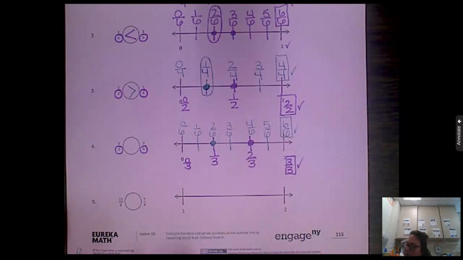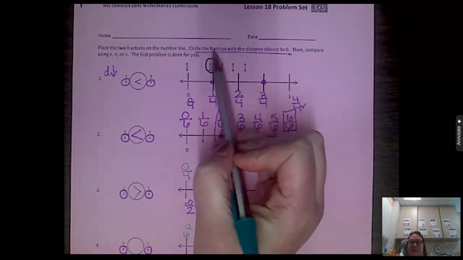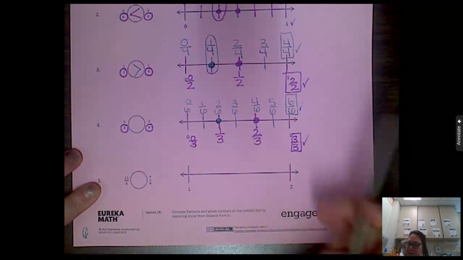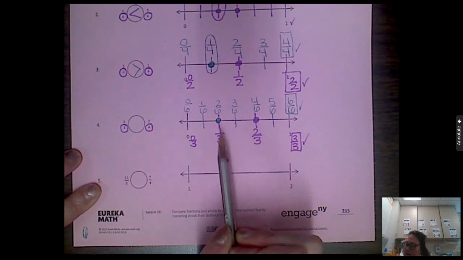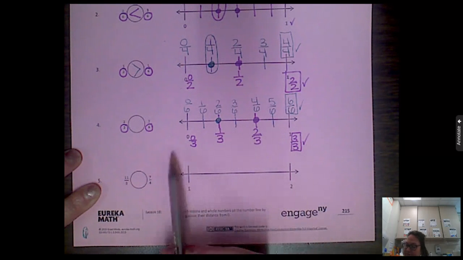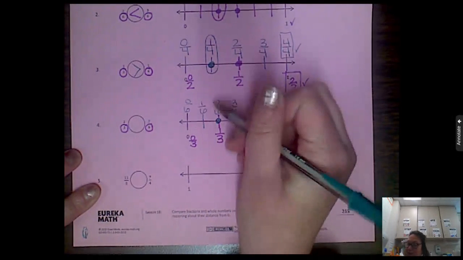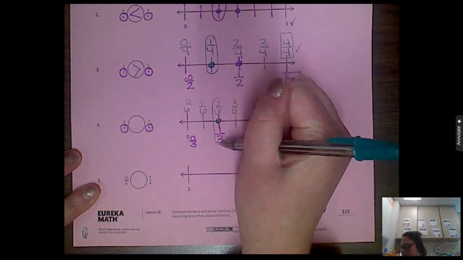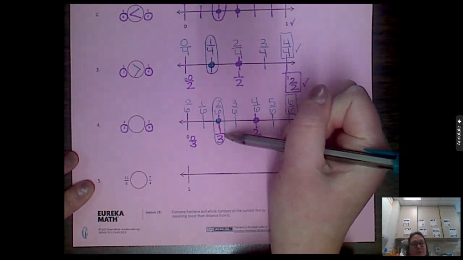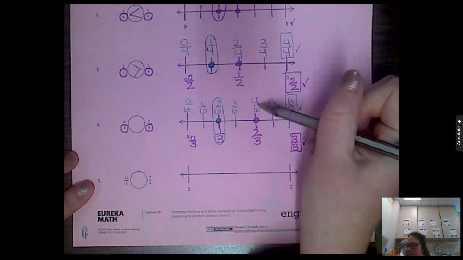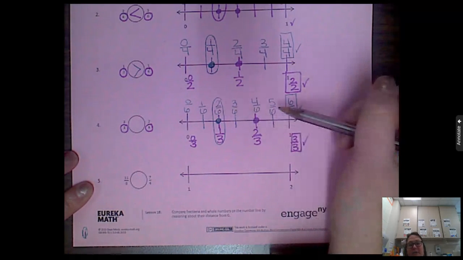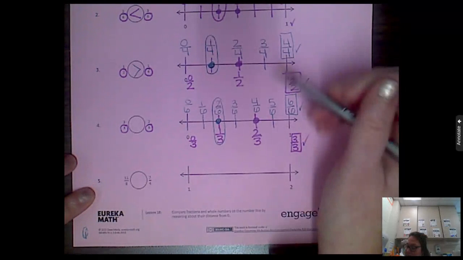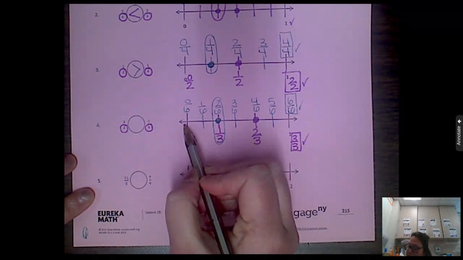Okay. So we want to circle the fraction with a distance closest to 0. So which fraction that we put the points on, 2/6 or 2/3, would be closer to 0? 2/6 is closer to 0. We can also see from our number line that 2/6 is equal to 1/3, right? And 4/6 is equal to 2/3. So this is kind of neat to see how the thirds and the sixths line up with equal fractions, right? Okay, so 2/6 is closer to 0.